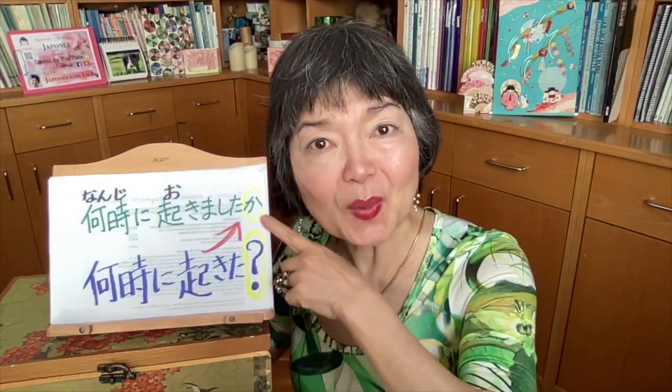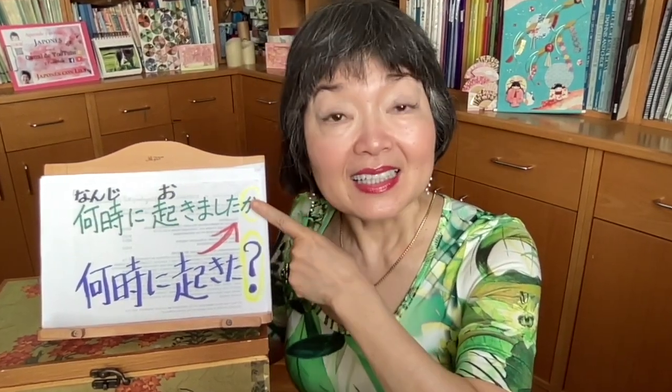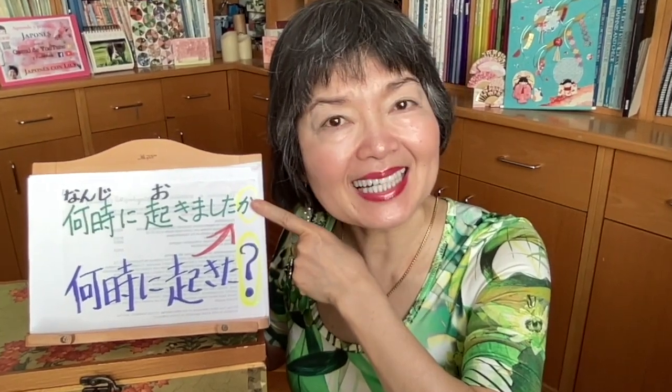Now we are going to see some examples using 丁寧形 and 普通形. The meaning of the two sentences is just the same. In 丁寧形, this is the polite way. In 普通形, this is going to be the very casual way. What time did you get up? 何時に起きましたか？何時に起きた？ Let's see the difference.